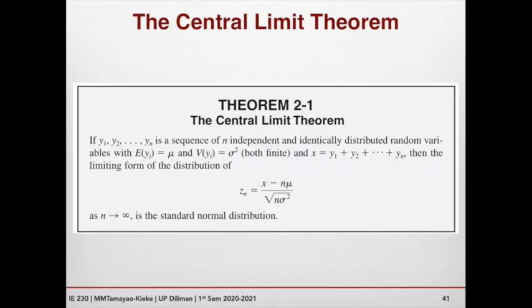Okay, now we're going to look at a very important theorem. It is the central limit theorem, which states that if y sub 1, y sub 2 to y sub n is a sequence of n independent and identically distributed random variables with expectation of yi equals mu and variance of yi equals sigma squared, which are both finite, and x is equal to the sum of all the y's, then the limiting form of the distribution of z sub n equals x minus n times mu all over square root of n sigma squared, as n approaches infinity, is the standard normal distribution.